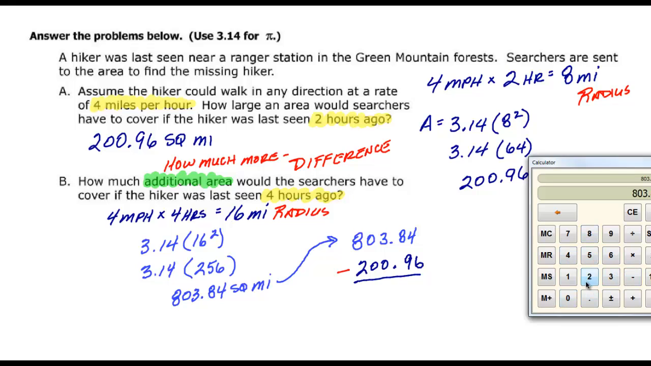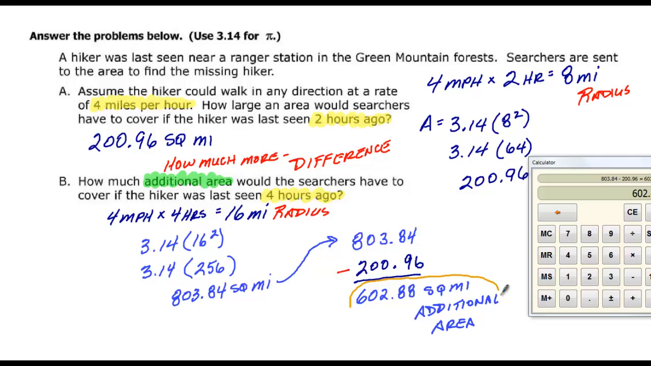803.84 minus 200.96 equals 602.88 square miles additional area. And that is the answer to part B.